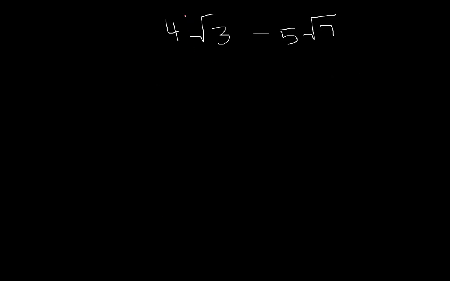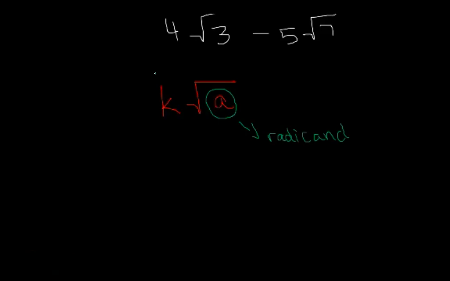These are not like surds. We said like surds have the same radicand. So this is the simplest form of a surd. And we said that the radicand is the number that's under the square root symbol. This is called the radicand. We also said that when adding and subtracting surds, we could only do that if they are like surds.